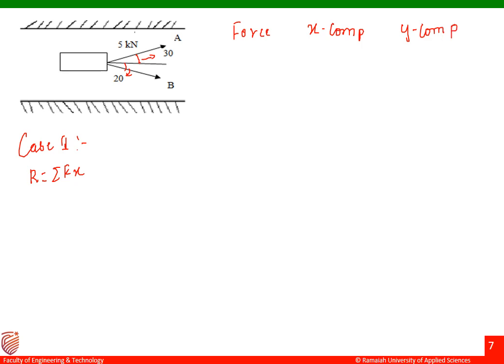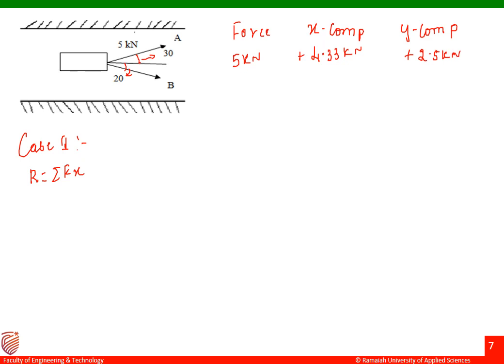The first force is 5 kilonewton. It is acting in the first quadrant, so the x component and y component will be positive. That is 5 cos 30, which equals 4.33 kilonewton. This is my x component. Let us go for the y component, that is 5 sin 30 degrees. You'll get the answer as plus 2.5 kilonewton.